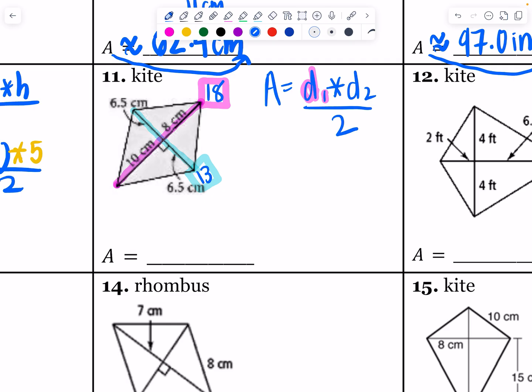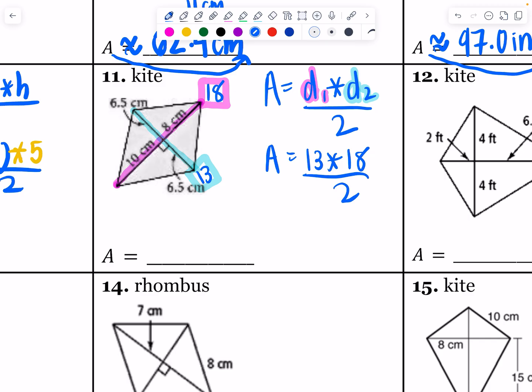And so we've got our two diagonals, D1 times D2. Don't get confused. This is not like B1 plus B2 in a trapezoid. These are going to be the diagonals. And so what we're going to be doing is multiplying them together. Let's write that out. That's going to be area equals 13 times 18 divided by 2. We're multiplying those and dividing by 2.